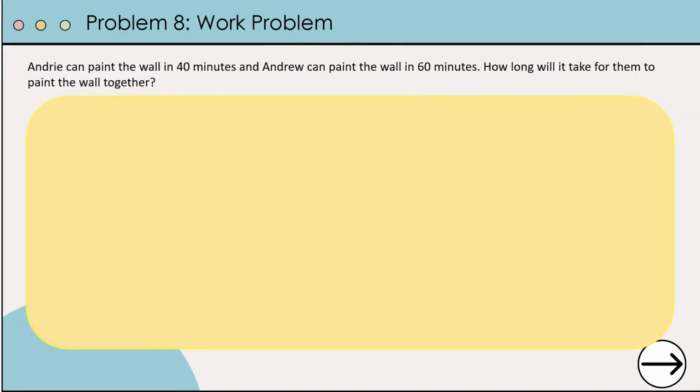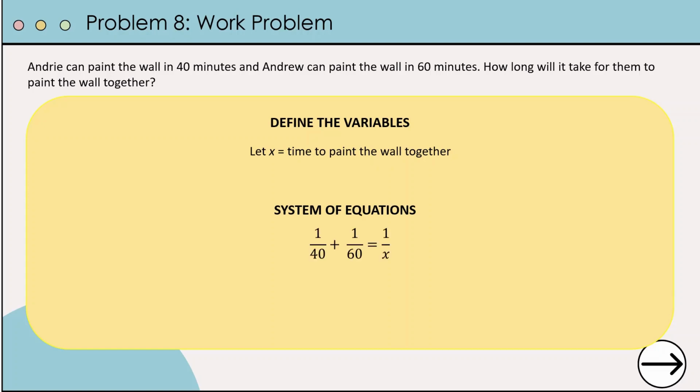Let's define the variables. Since what is asked is how long it will take for them to paint the wall together, meaning we're looking for the time, let x be the time to paint the wall together. Now, let's establish the system of equations. We can use the formula 1 over 40 plus 1 over 60 is equal to 1 over x. 40 came from the time of Andre, which is 40 minutes, and 60 came from Andrew, who can paint the wall in 60 minutes.